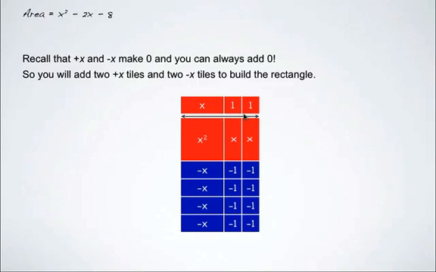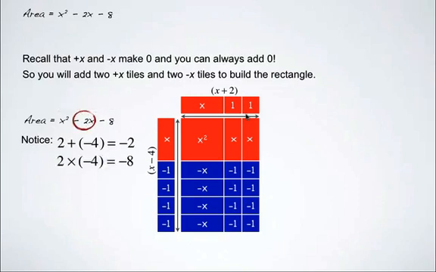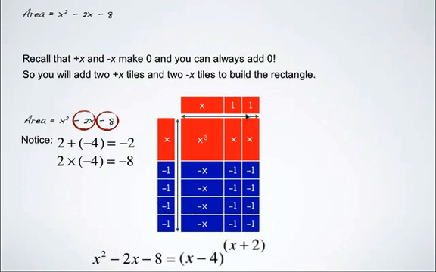Now we have x plus 2 and x minus 4. So, the area, x squared minus 2x minus 8, can be factored. Notice that 2 plus negative 4 is equal to negative 2, our middle term. And 2 times negative 4 is negative 8, our third term. So, we can say that x squared minus 2x minus 8 can be factored into x minus 4 times x plus 2.